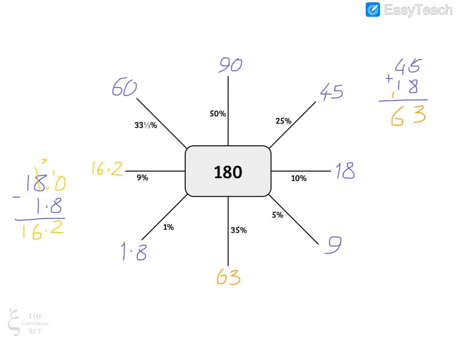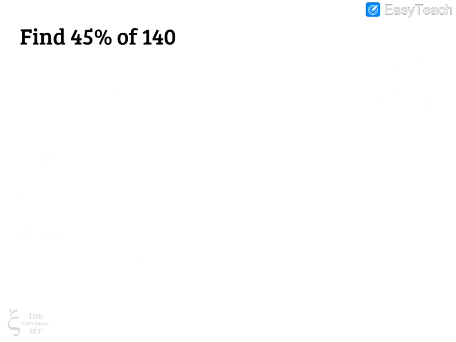So, we want to find 45% of 140. Now let's think about how we can get close to this 45%. Well, 50% is quite close, isn't it? So let's start with that. So 50% of 140 equals 70. We just need to halve it, don't we? So that's going to be 70.